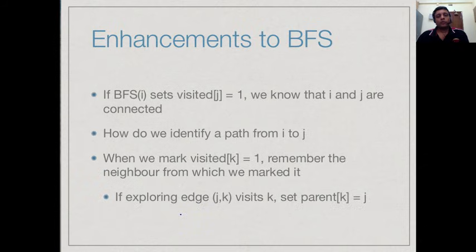So what we can easily do is to remember where we marked each vertex from. When we mark a vertex k as visited, it is marked because it is a neighbor of some already visited vertex j. So then we can say that k was marked by j. We will use the word parent. So we will say that the parent of k is j. Then by following the parent links, we can reconstruct a path backwards from k to the original source vertex.